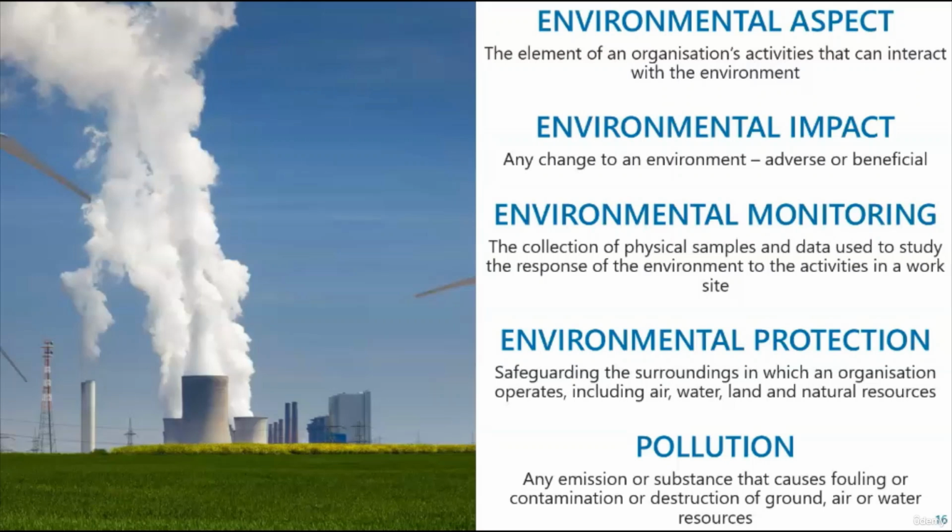Then there's environmental impact. Any change to an environment, which may be adverse or beneficial, is an environmental impact. Environmental monitoring is a collection of physical samples and data used to study the response of the environment to the activities in the worksite. And environmental protection is safeguarding the surroundings in which an organization operates, including the air, water, land, and natural resources. And finally, pollution is any emission or substance that causes fouling, contamination, or destruction of ground, air, or water resources.